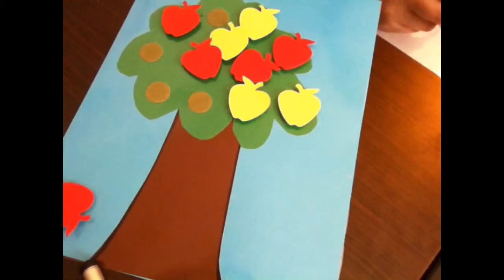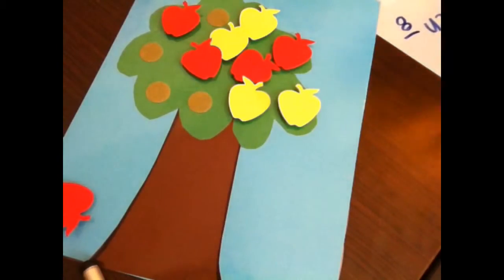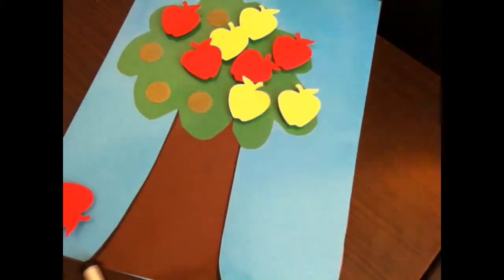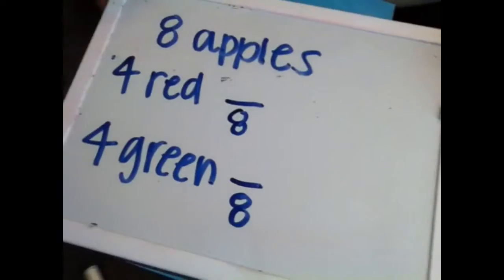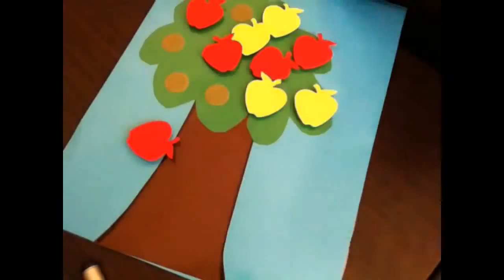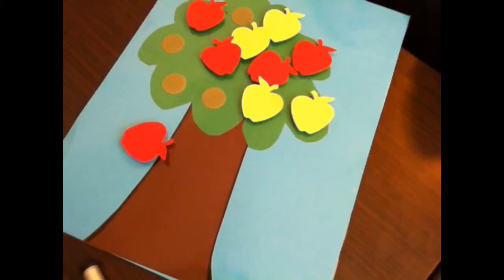So since we have 8, 8 is going to be our denominator. The way I remember denominator is denominator means down. That reminds me that the denominator is always down, so that means it's on the bottom. So that's going to be our bottom number for each fraction. So we have 8 apples, 4 red, 4 green. So I'm going to write the 4 on the top. That's my numerator.